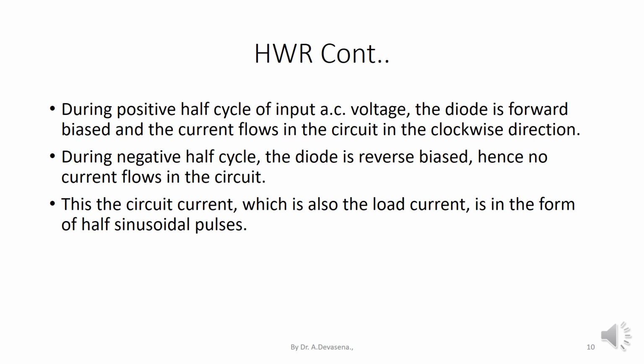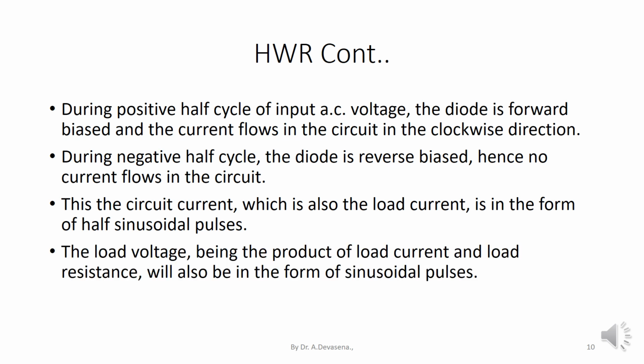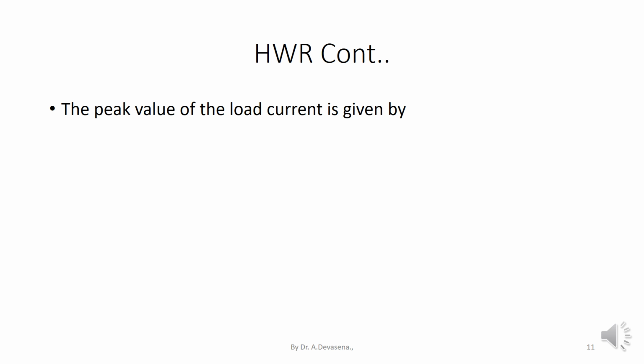The circuit current, which is also the load current, is in the form of half sinusoidal pulses. The load voltage, being the product of load current and load resistance, will also be in the form of sinusoidal pulses. The peak value of the load current is given by I_m = E_m divided by (Rf + Rl + Rs).